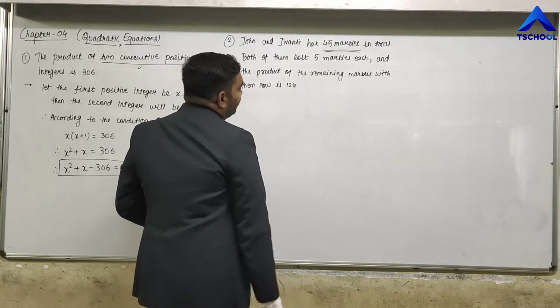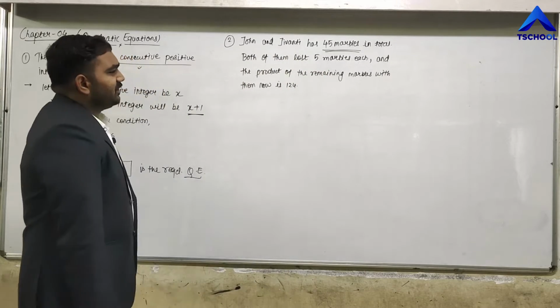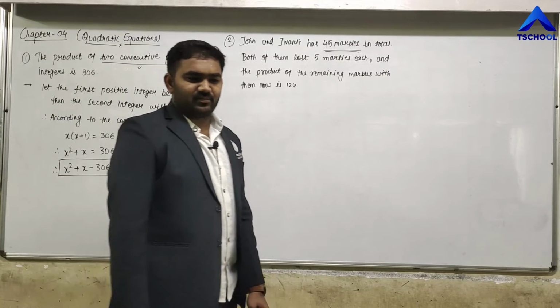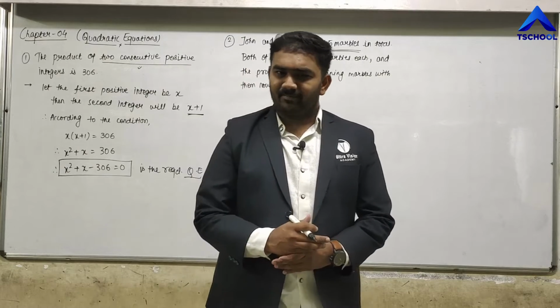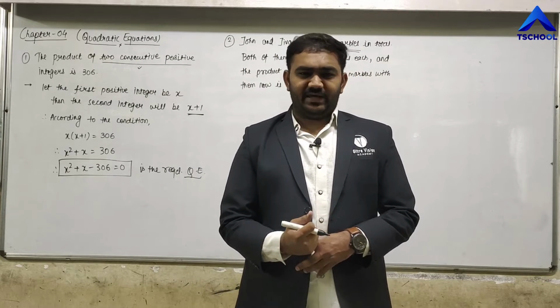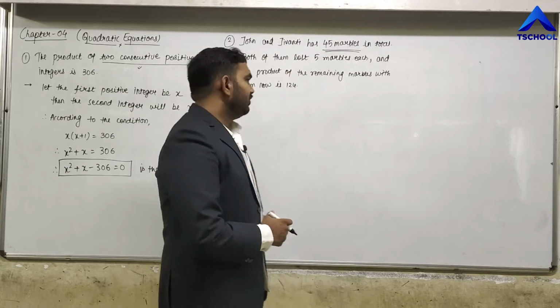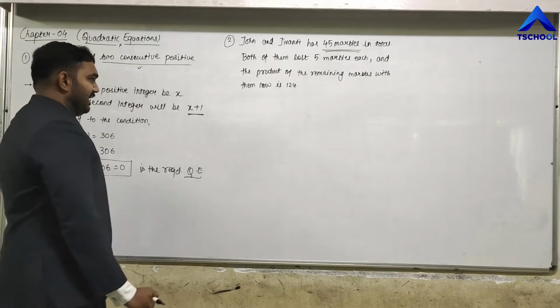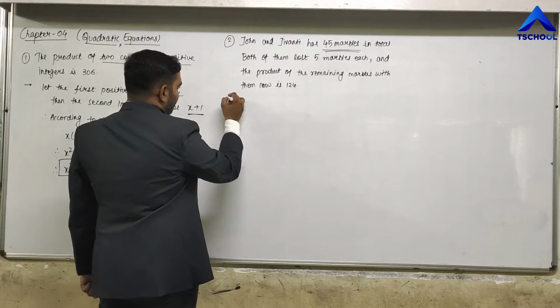Both of them lost 5 marbles each, and the product of the remaining marbles with them now, that means the number of marbles they have after losing 5 each, is 124. So we need to represent this in the form of a quadratic equation.